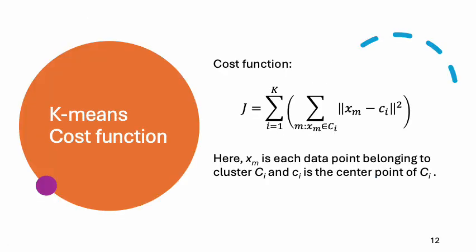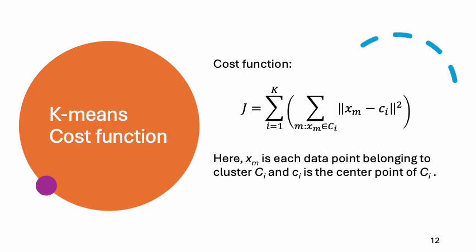Since mathematics is considered the common language of the entire universe, it is important to be able to read mathematical formulas. At this point, stop the video and try to interpret what the cost function on the screen means. Here, the value xm represents all data points belonging to cluster capital Ci, while the value lowercase ci represents the center point of the cluster capital Ci.